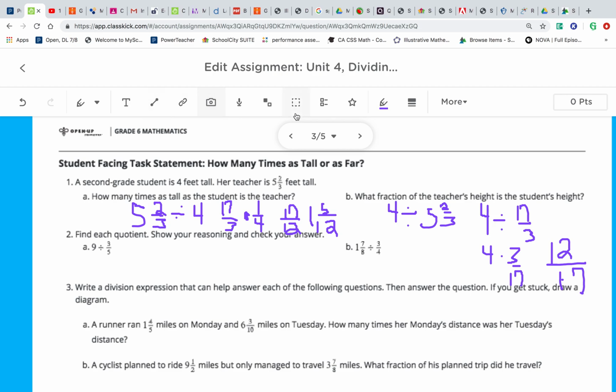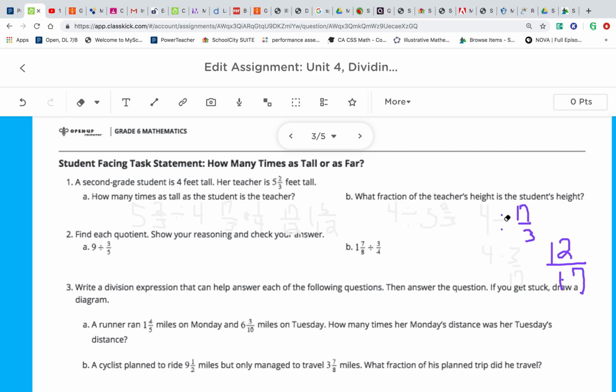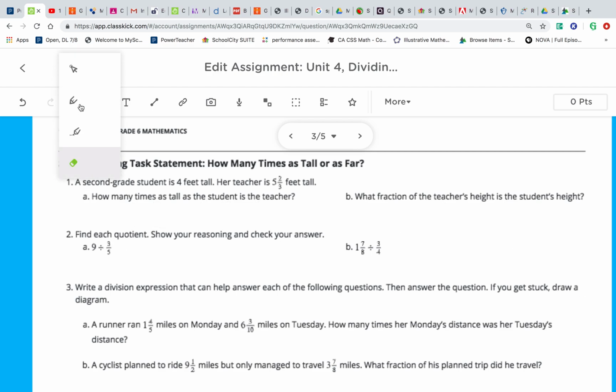Let me go ahead and do some erasing here and get this out of the way. And then we go on to number 2. They want us to find each quotient. Definitely want to make sure you know what they mean by quotient, right? Quotient is the answer to a division problem. So you can see here they're asking us to divide. So yes, that's what we need to do.